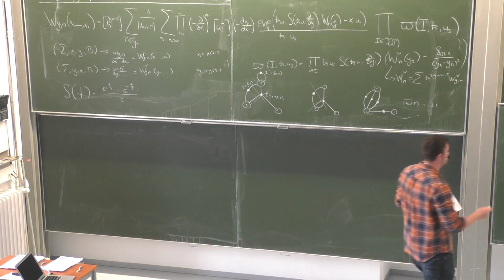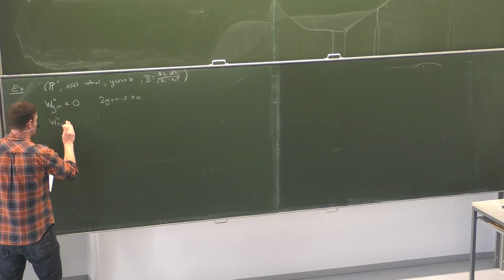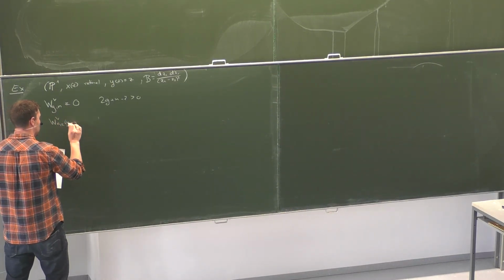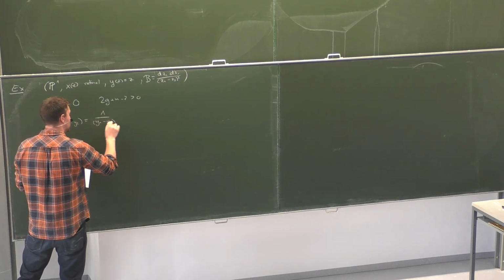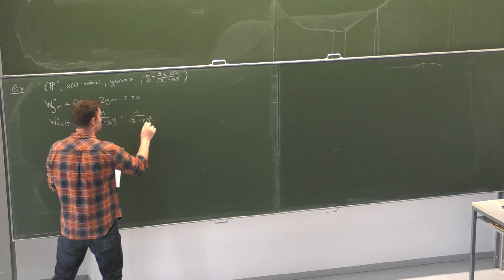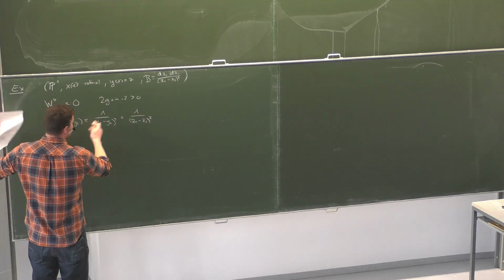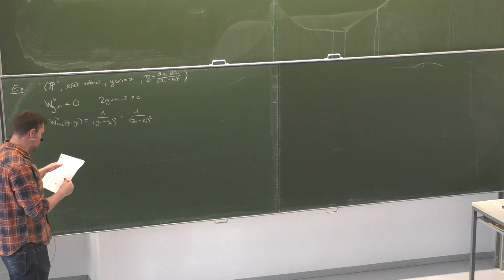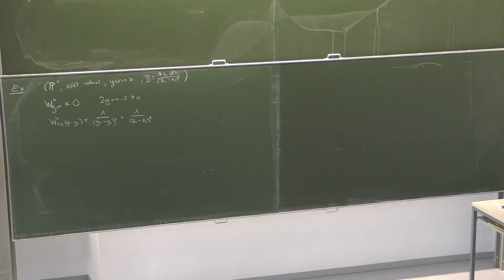Then what else? W check 0, 2 is of a very simple form. 1 over y1 minus y2 squared, which is the same as 1 over z1 minus z2 squared, because usually you have to divide here by the derivative of y, which is 1. So this is also quite easy. And this just contributes on this diagonal.